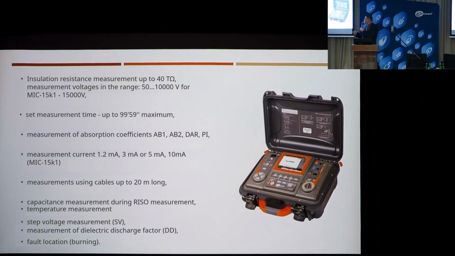The coefficients. AB1 and AB2 are user-defined. DAR and PI are already defined and have specific meanings. The measurement current is 5 or 10 milliamps for that 15 kilovolt meter. So just look at how much power this device has. And that lets you charge a high capacitance object faster. It also means you can burn through a fault if there is one in the cable. That power level is already sufficient.